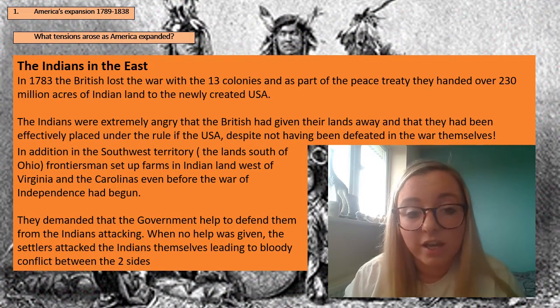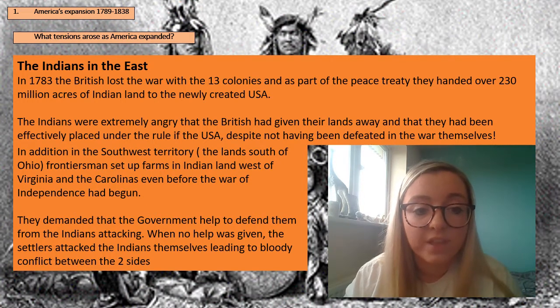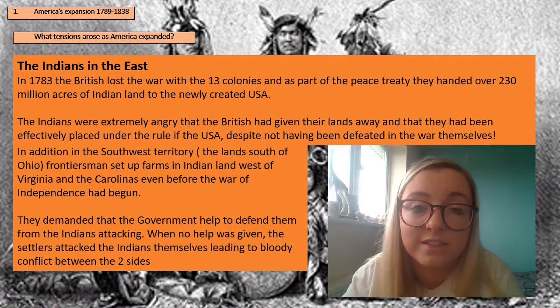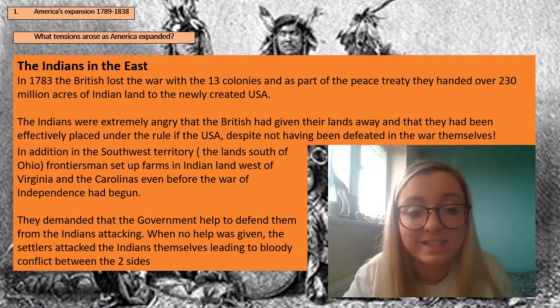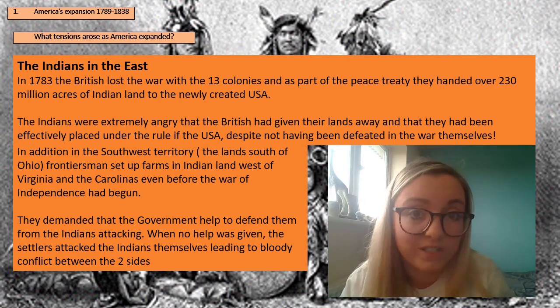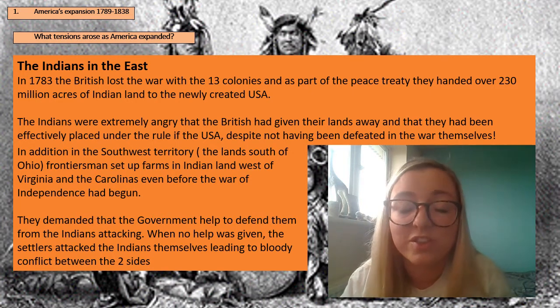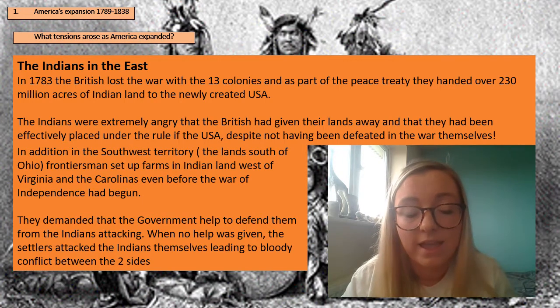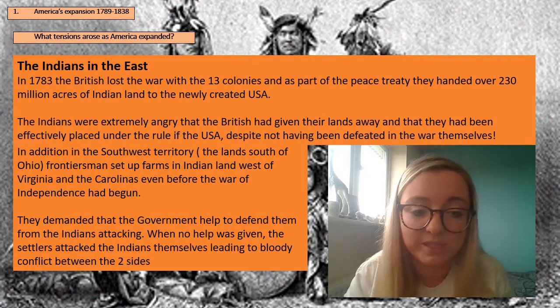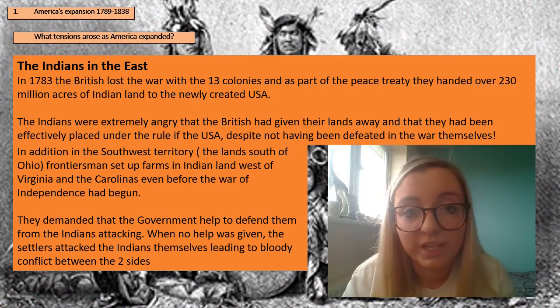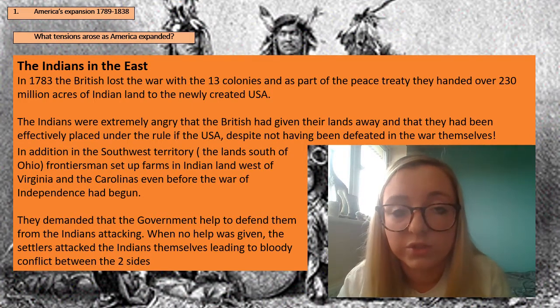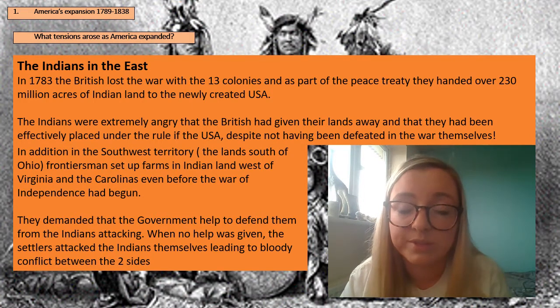In addition to this, in the Southwest Territory, they set up farmland in Indian lands west of Virginia and the Carolinas, even before this war had begun. So there was already early tension there with settlers on Indian lands. And also the settlers demanded help from the government to help attack Indians to take more land and also defend themselves from Indian attacks. But the government gave them no help, so this ultimately led to more vicious wars between Indians and white settlers.